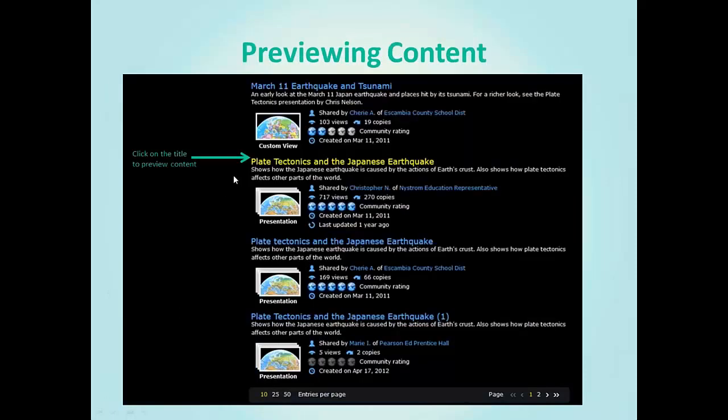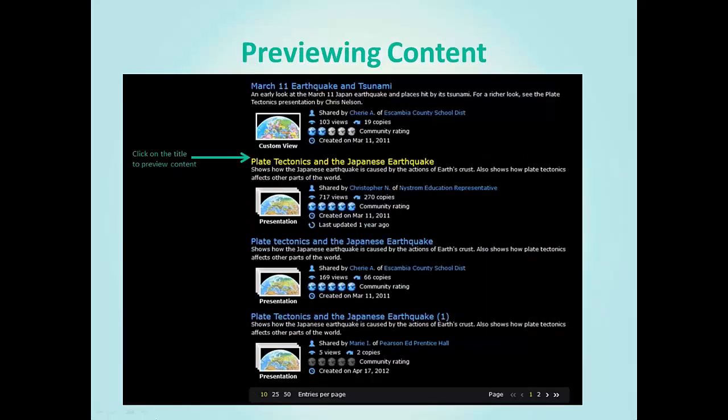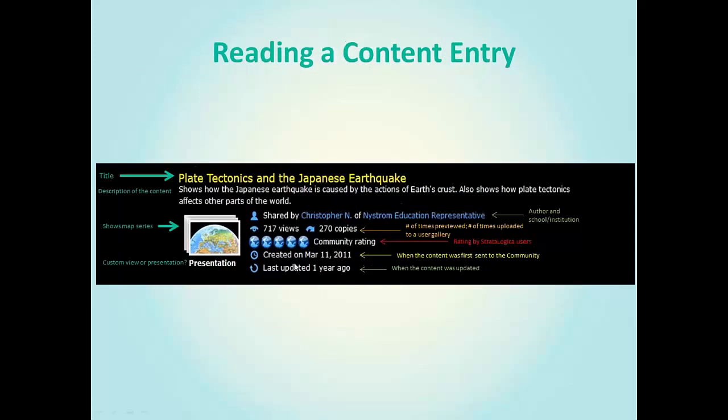In order to access the content, you click on the title. In this case, we're going to be looking a little bit more at plate tectonics and the Japanese earthquake. Right, this is a content entry. This is what you were seeing in the previous slide as a bunch of content entries. I just wanted to show it a little bit closer up. This is the title. Click on this and you will get to preview the content. This is the description of the content. It's created by the original content creator.